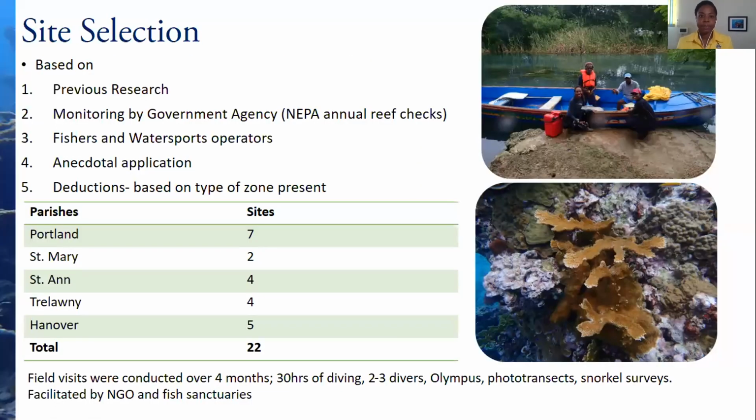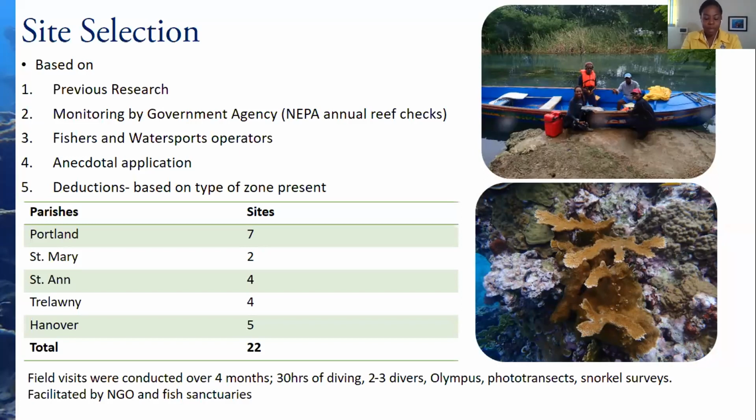Now, our sites were selected on the basis of previous research, monitoring by government agencies, fishers and water sports operators, anecdotal applications, and basically deductions based on the type of zone present. Because remember, I had said that historically, our palmatas were located on the reef crest. So if we went to an area and we saw a reef crest, or what we could surmise would have been a reef crest in the water, those sites were surveyed as well.